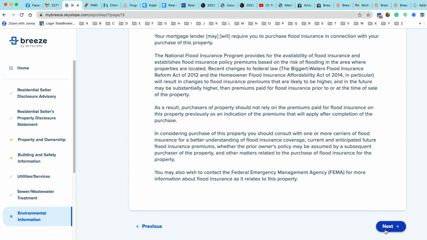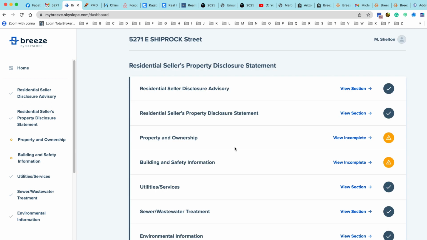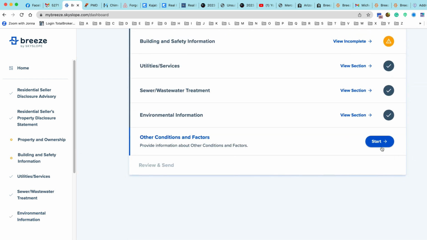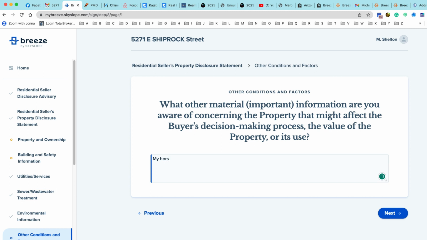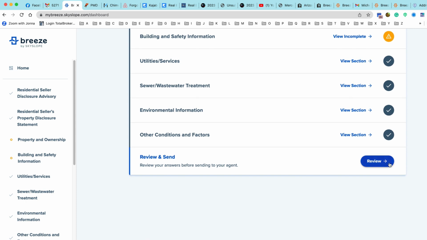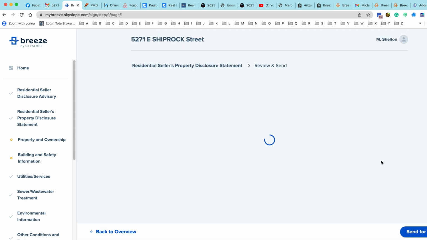Notice to the buyer. This is regarding flood insurance. Other conditions and factors. What other material important information? My horse is buried in the backyard in the pet cemetery. I guess it's a dead body. We don't need to disclose that. And then review and send.